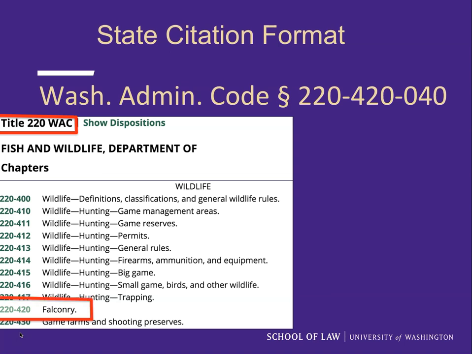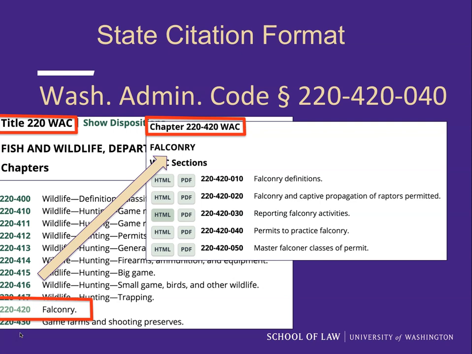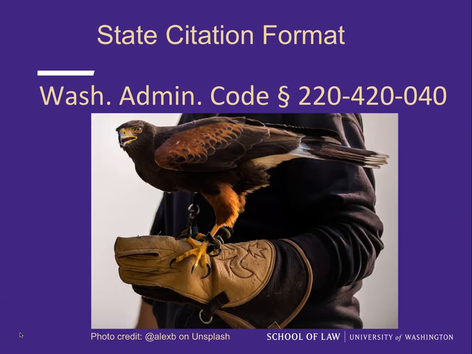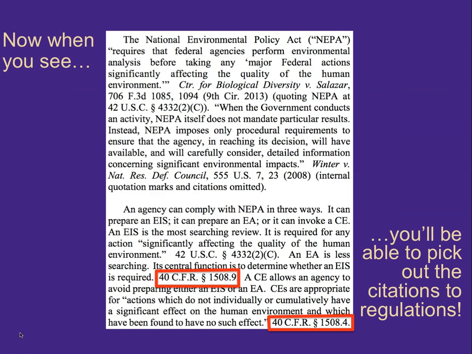For this citation, Title 220 of the Washington Administrative Code includes regulations from the state's Fish and Wildlife Service. Chapter 420 deals with falconry, and Section 040 addresses permits to practice falconry. So now you know where to go if you have questions about the requirement to have a permit to practice falconry in Washington State. So that's a regulatory citation.